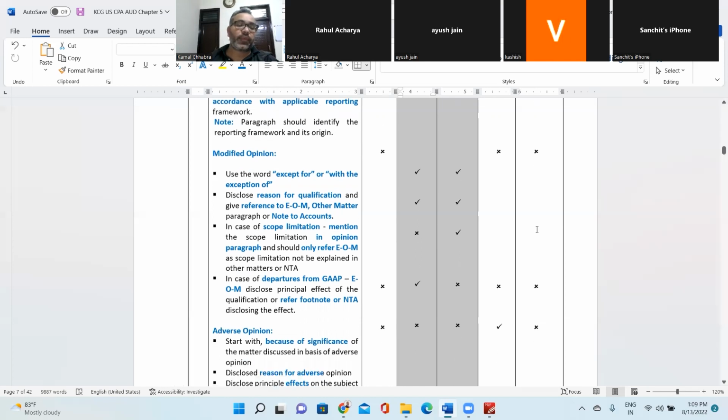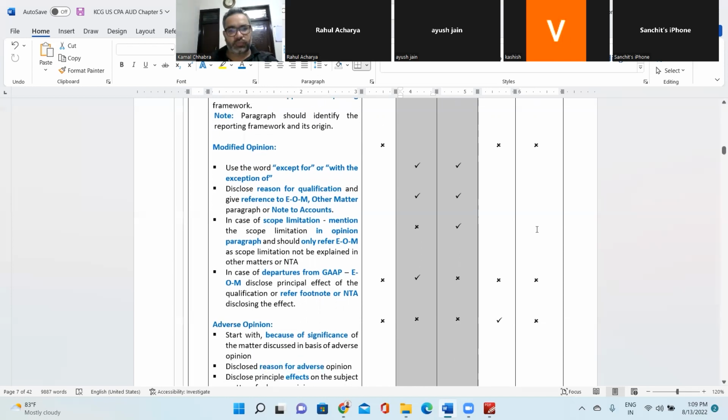So in case of a GAAP issue, that is covered. When you have a GAAS issue, in case of scope limitation, you need to mention the scope limitation in the opinion paragraph and should only refer to the emphasis of matter paragraph, where the scope limitation is explained, and not the other matter paragraph or notes to accounts. Whenever you have a scope limitation, you mandatorily give an emphasis of matter paragraph, in which you'll be explaining what the scope limitation was and how material the impact of that scope limitation is, which you have assessed. Right? Make sense?